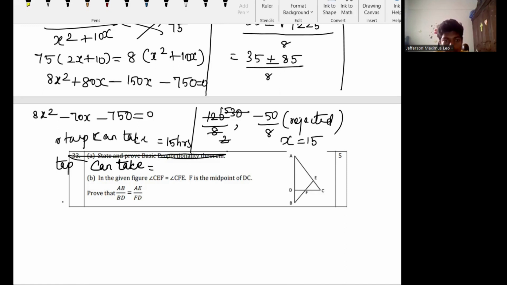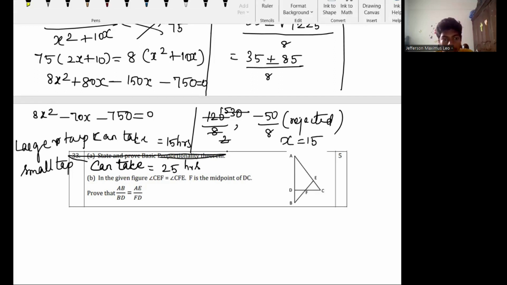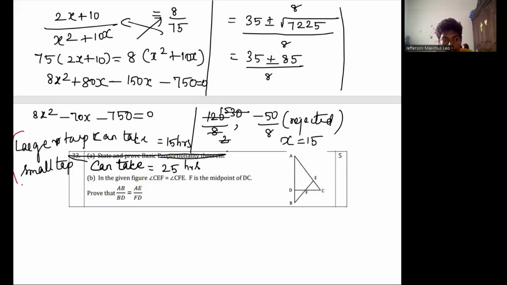So the smaller one is x plus 10. Correct? Yes, ma'am. The larger tap takes 15 hours. Therefore, the smaller tap can take 15 plus 10, 25 hours to fill the tank separately. Okay? This is the answer.